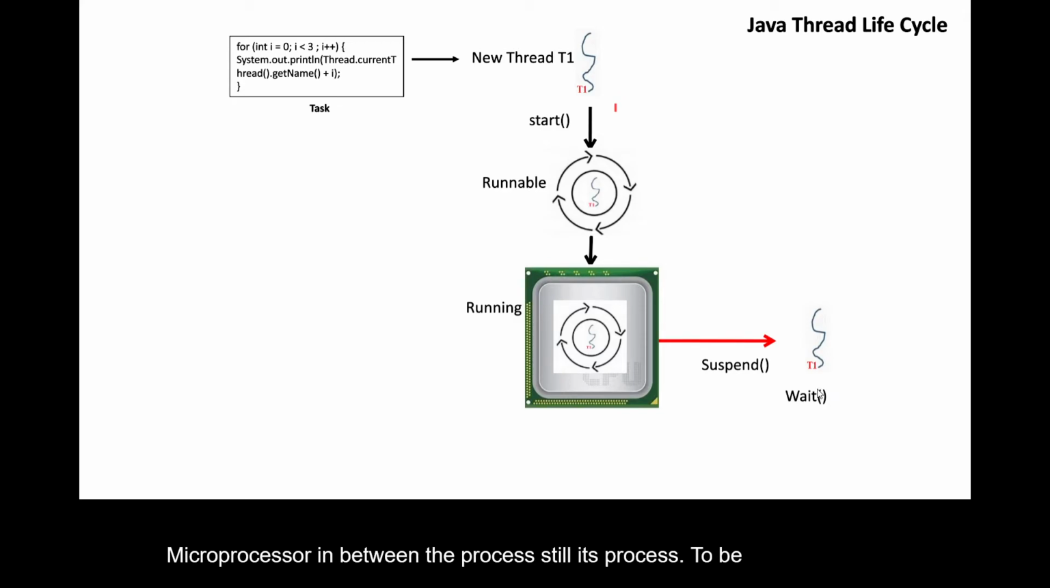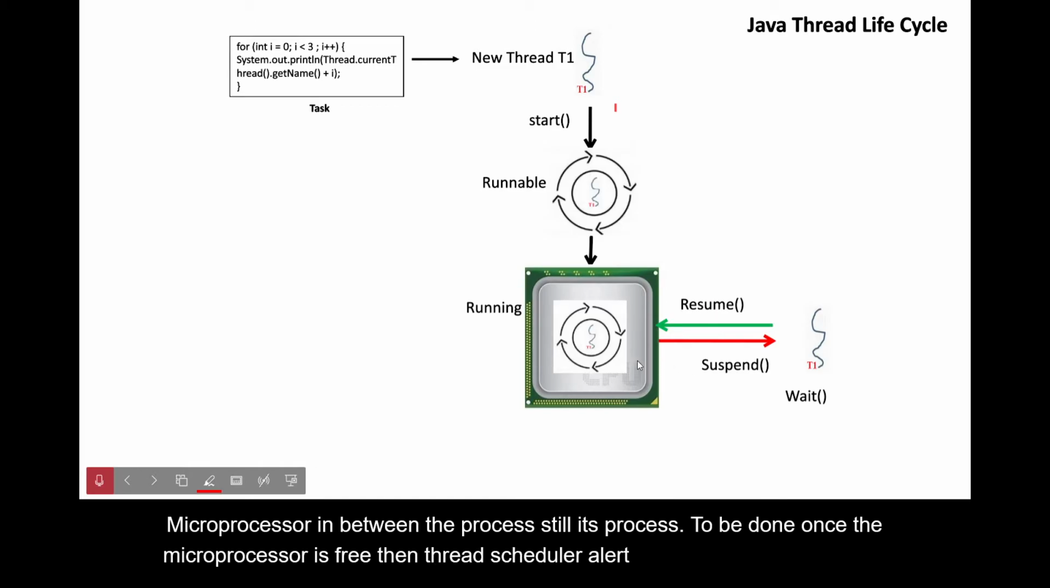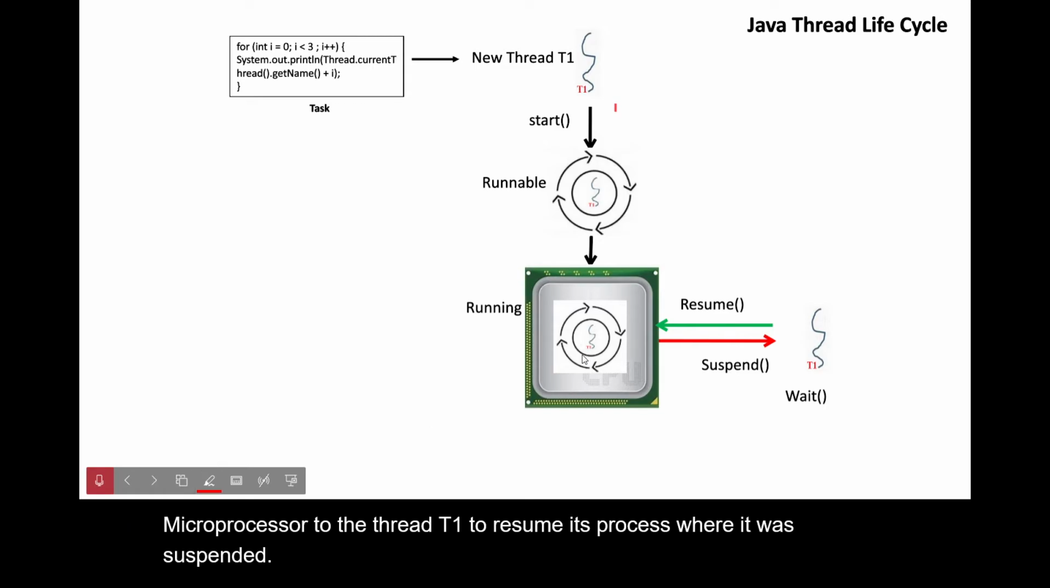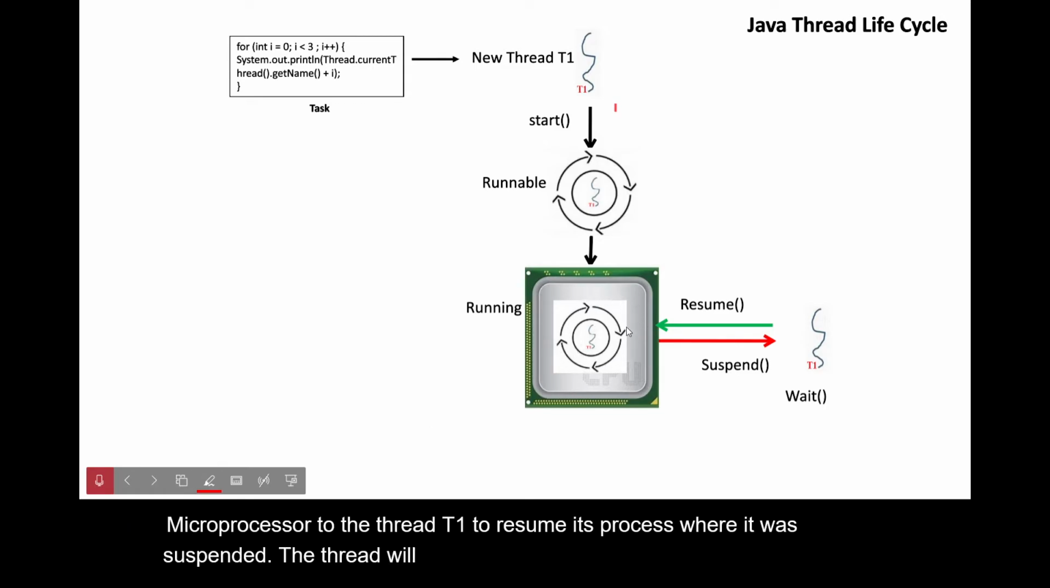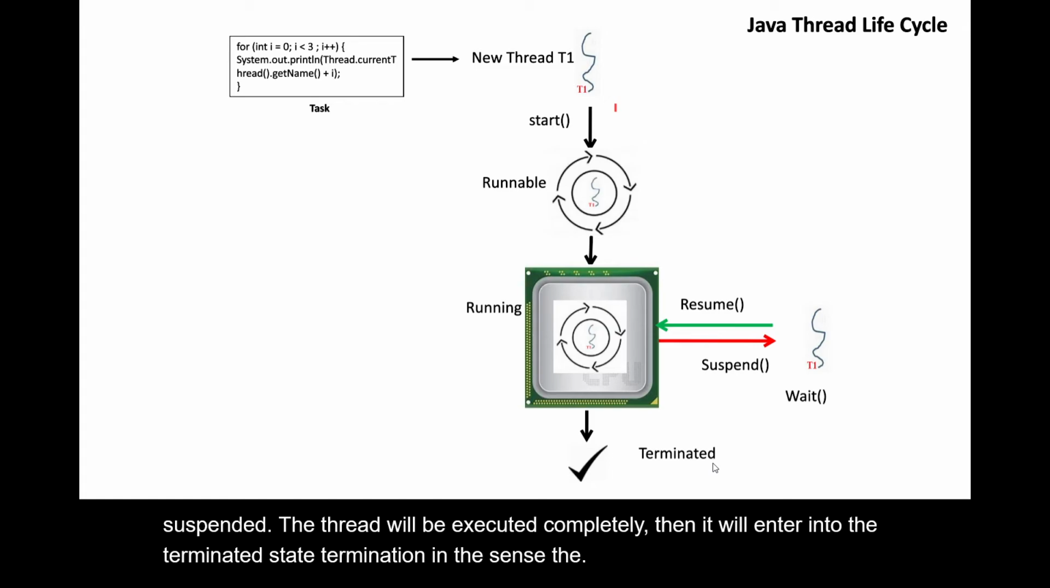Once the microprocessor is free, the thread scheduler alerts the microprocessor to the thread T1 to resume its process from where it was suspended. Now the thread will be executed completely, then it will enter the terminated state. Termination in the sense that the thread has completed its process.